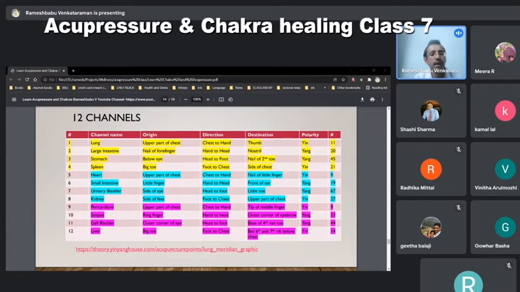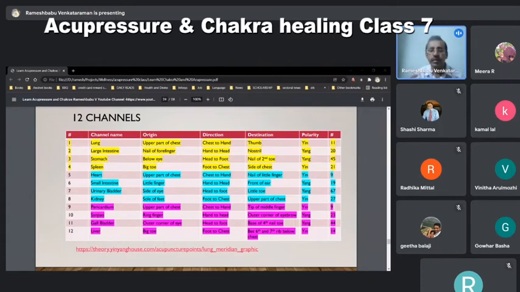For example, lung, heart, and pericardium, all 3 are yin channels, right? And we also discussed what a yin channel is. Yin channel means it flows inside, whereas yang channel means it flows outside. That's why all 3 channels, lung, heart, and pericardium, flow inside, starting from somewhere here and then flowing. So similarly, you can categorize and learn. That way, it will be easy for you to remember. Otherwise, if you try to remember all these things, it is going to be very difficult.